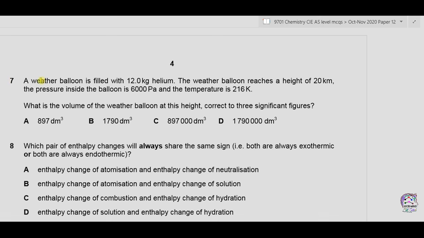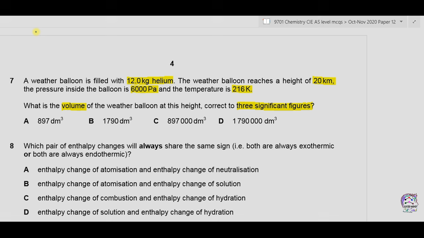Question number 7. A weather balloon is filled with 12 kilograms of helium gas. The weather balloon reaches a height of 20 km. The pressure inside the balloon is 6000 pascals and the temperature is 216 Kelvin. What is the volume of the weather balloon at this height, correct to 3 significant figures?